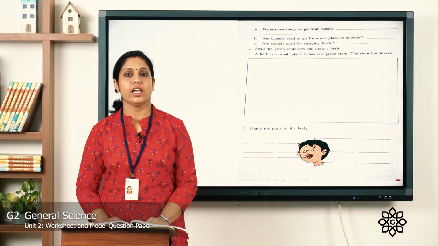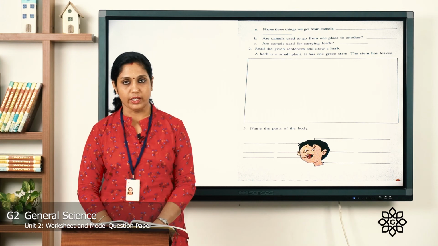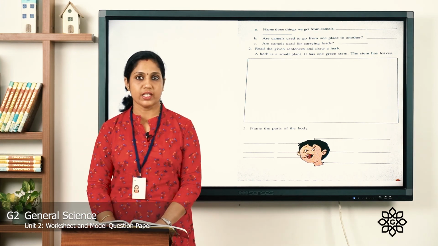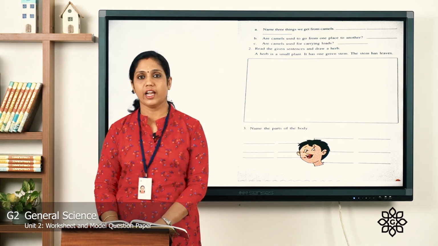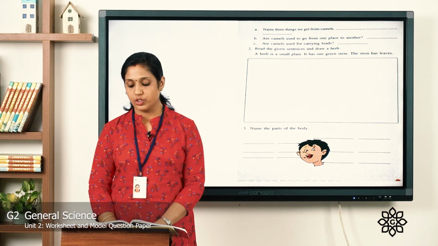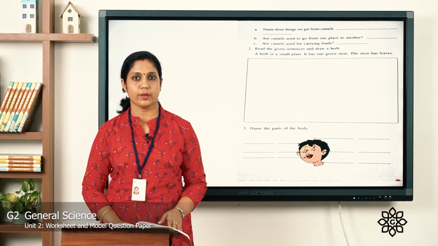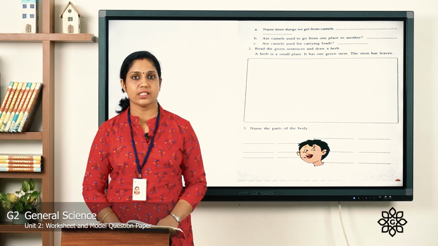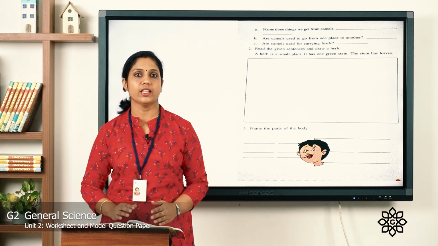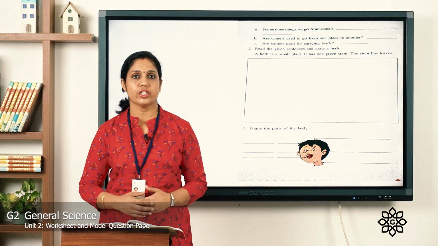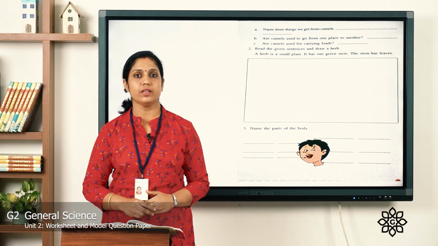Third question, name the parts of the body. So you can see a picture of a face given there and you can label the body parts which are given there. So with this, we finish our model test paper. You can do it in the text itself and send photo in our Teams. So with this, we finish our worksheets and model test paper.